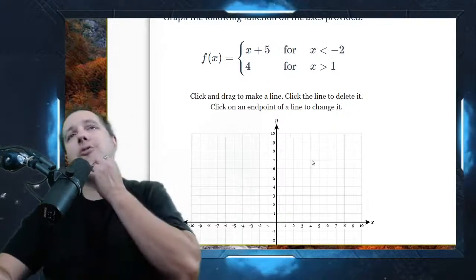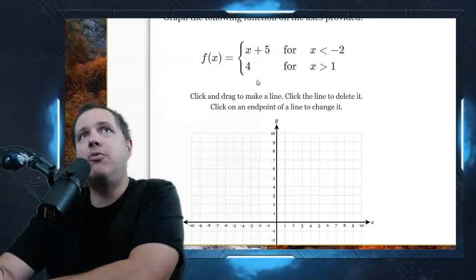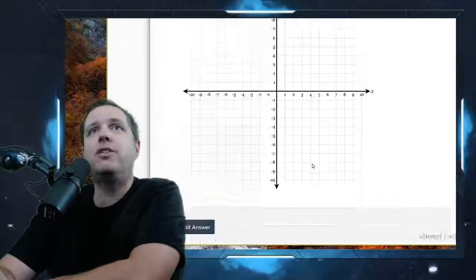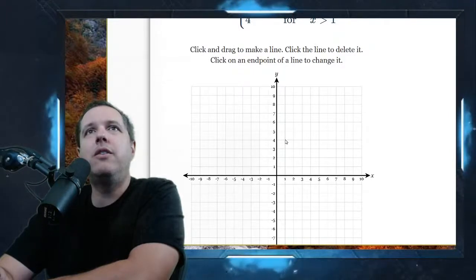Okay, so this one on the right's a little easier. When x is greater than 1, f of x is equal to 4. So it's just the constant function 4. And we're supposed to what? Graph it. So it would be here.